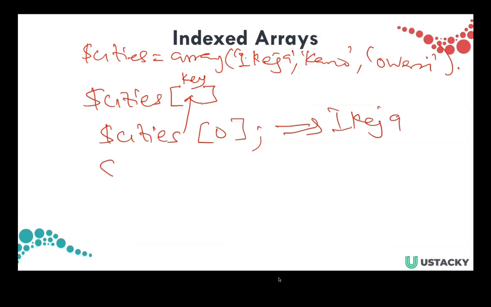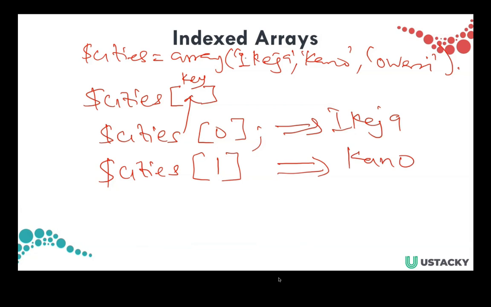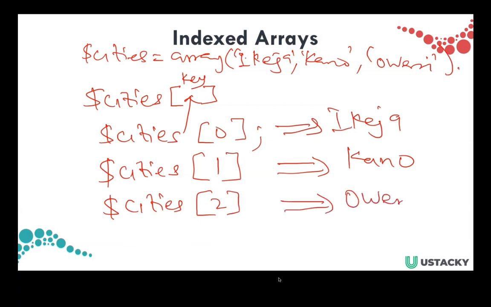For the second one, it will be $cities, and the key is one. And this will have access to Kano. And for the third one, which is Owerri, you have $cities with bracket two. This will have access to Owerri. So this is how to access data in an index array.